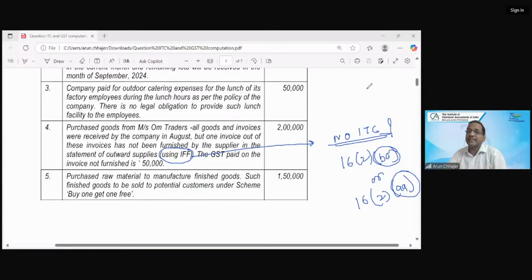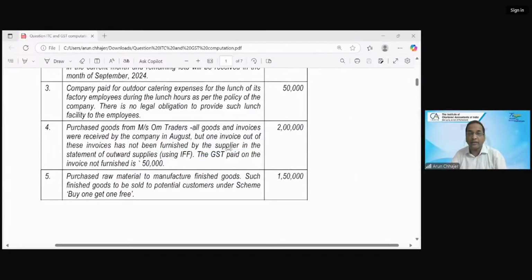Answer is GSTR 2B. And it should appear in my GSTR 2B, ये कहाँ लिखा हुआ है? It should appear in my GSTR 2B, ये बात लिखी हुई है 16(2)(aa) में, ठीक है? And therefore ITC would not be available to the extent of 16.